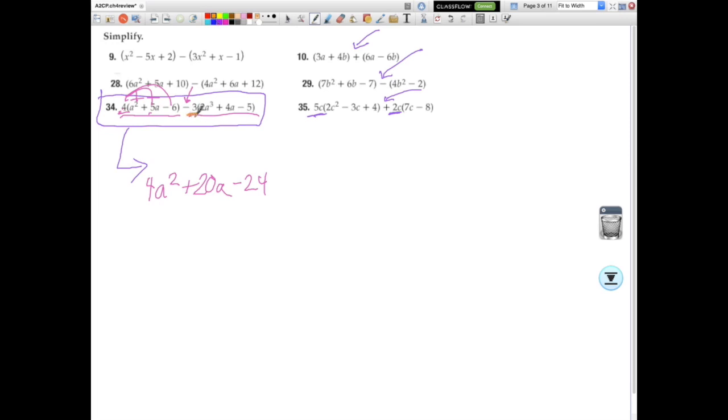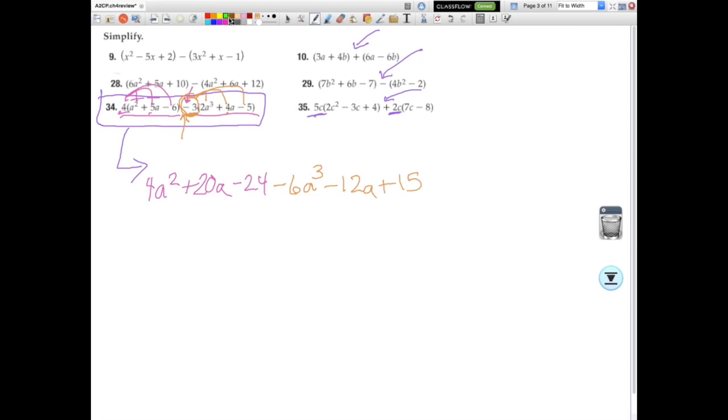Then I'm going to take this 3, but I'm not really going to take the 3, I'm going to take a negative 3 and distribute that across. Because part of the subtraction piece, folks, is that you distribute the negative, so we might as well send it across with the 3. So negative 3 times 2 is negative 6a to the third. Negative 3 times 4 is negative 12a. And negative 3 times negative 5 is positive 15.